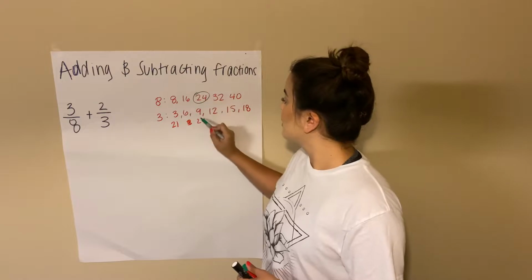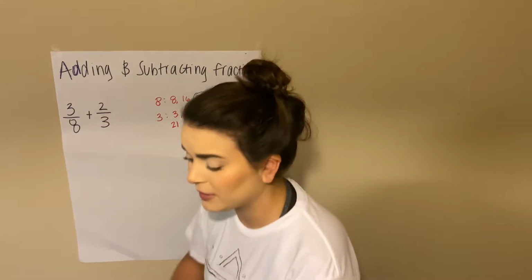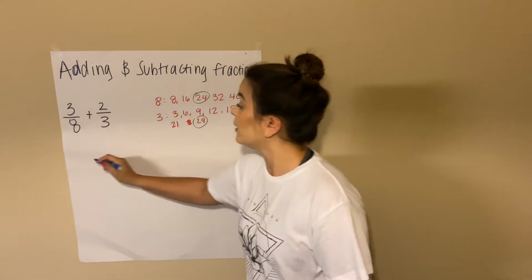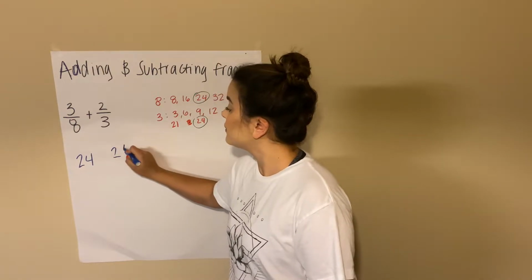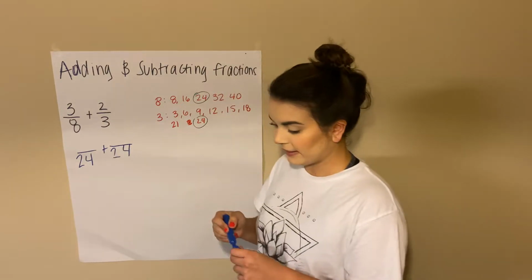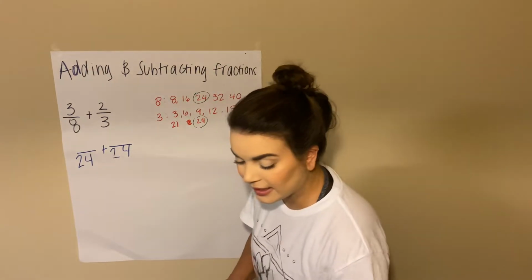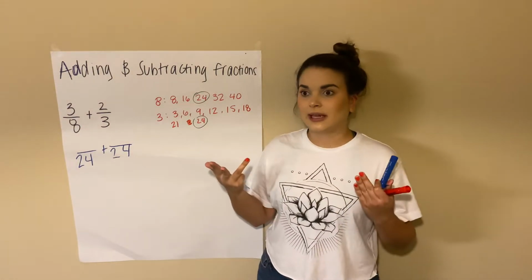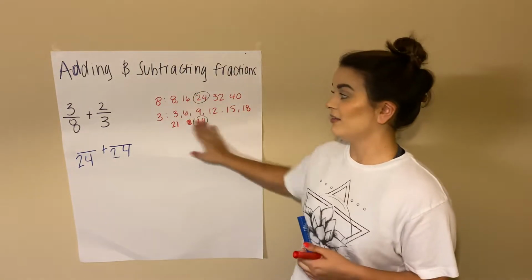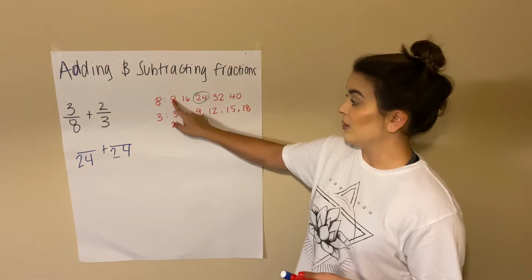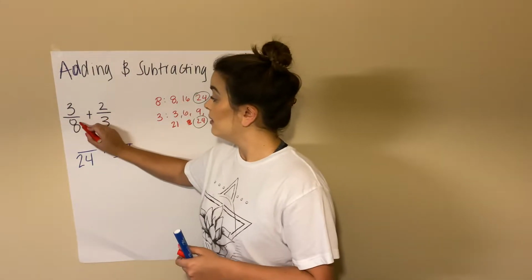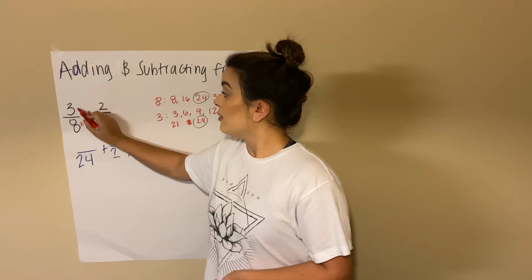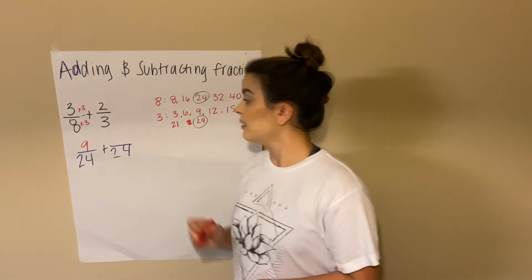And it's going to be 24. So let me find another color. I'm going to change all of my denominators to 24. But how did I get there? Well, I need to ask myself, what did I multiply 8 with to get to 24? Instead of sitting here counting, I already did all the work. All I have to do is count 1, 2, 3. I know 8 times 3 is 24, and whatever I do to the bottom, I need to do to the top. So 3 times 3 is 9.